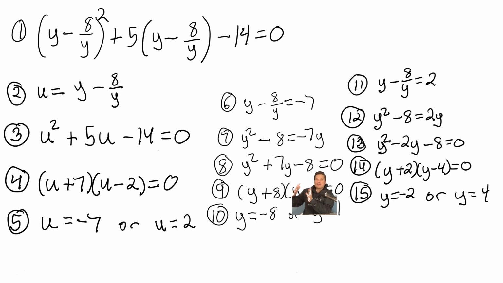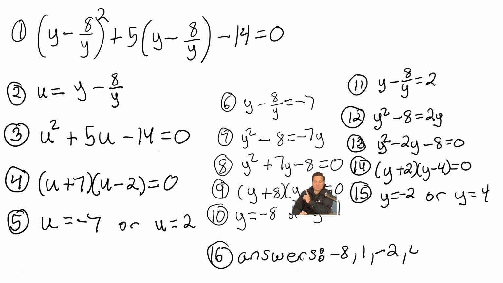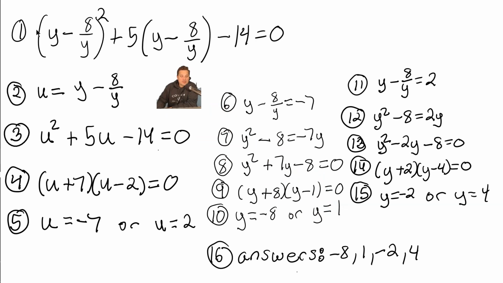So now let's just gather all the answers in one place so we can understand everything clearly. So the answers are these. I have negative 8, I have positive 1, I have negative 2, and I have positive 4. So there are 4 separate values of the variable y that make the equation at step number 1 true. In other words, using any of these, negative 8, 1, negative 2, and 4, I plug them into this left side here, and I work everything out with PEMDAS, the value will be 0. That is what we have just found.